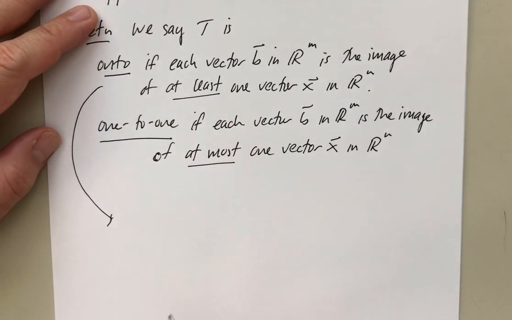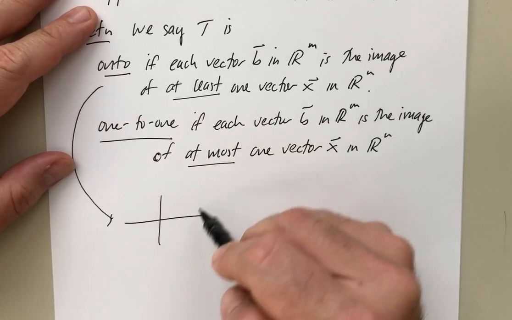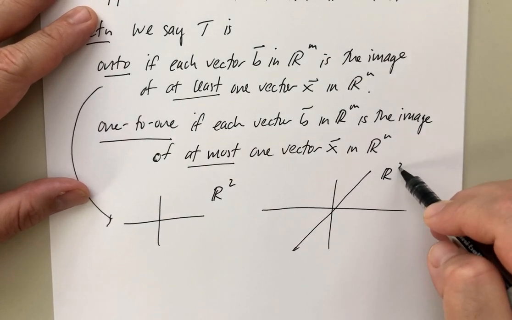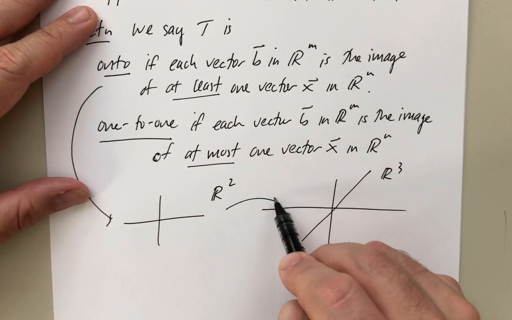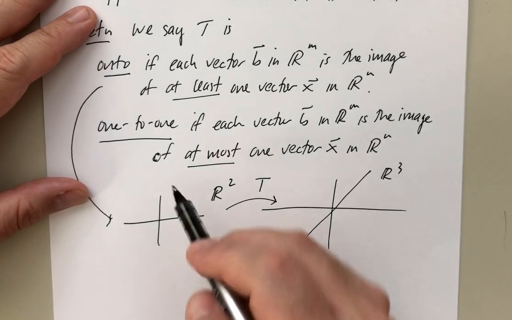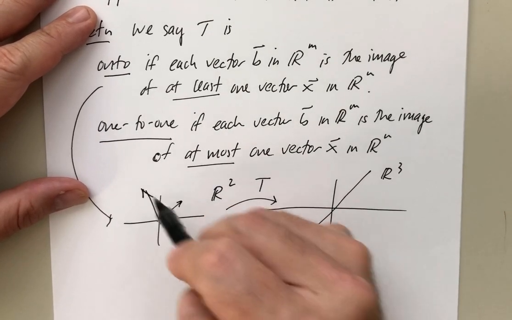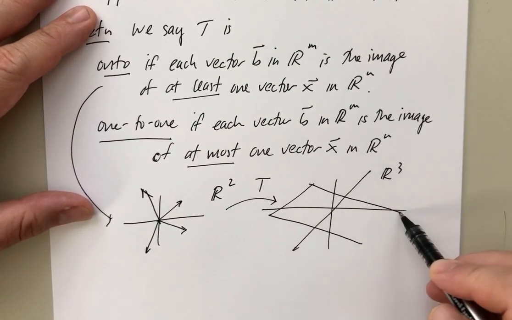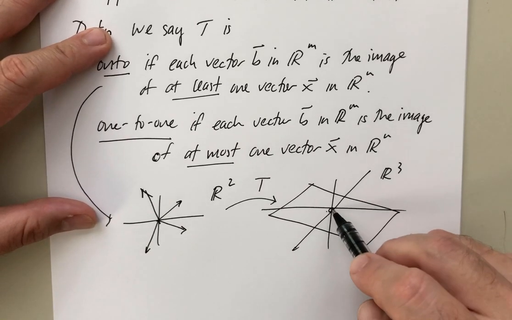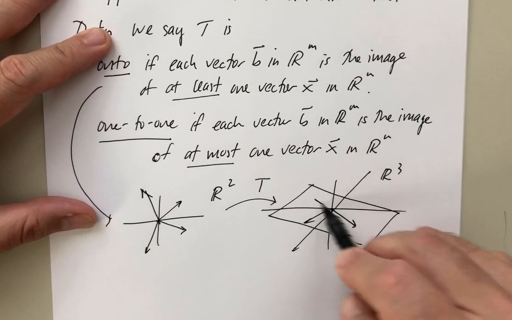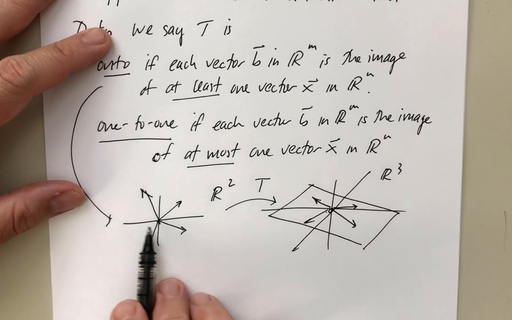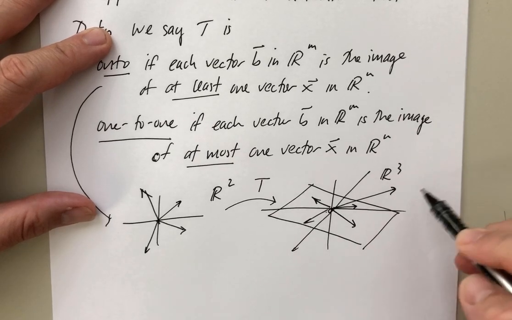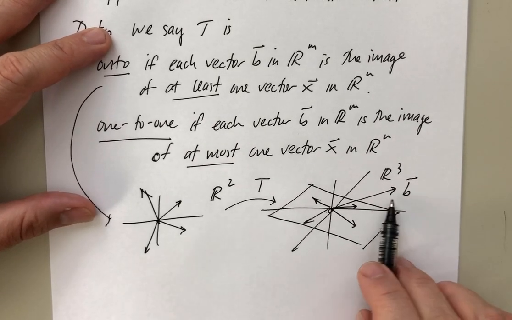So for the violation of onto-ness, let's say we're mapping from R2 to R3. So, here's my R3. And let's say that the transformation T maps from one to the other. And let's say that I know that vectors in R2, here's my vectors in R2, all these guys, I know that they all get sent to a certain plane, let's say, in R3. So like, these four vectors get sent, I don't know, something like this. But no matter which vector you give me in R2, they always end up in this plane.